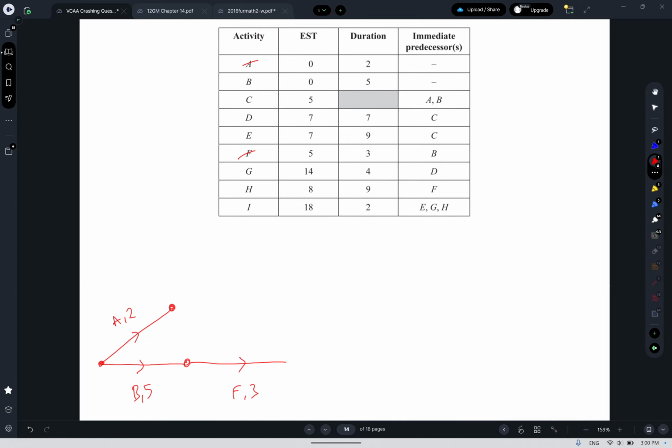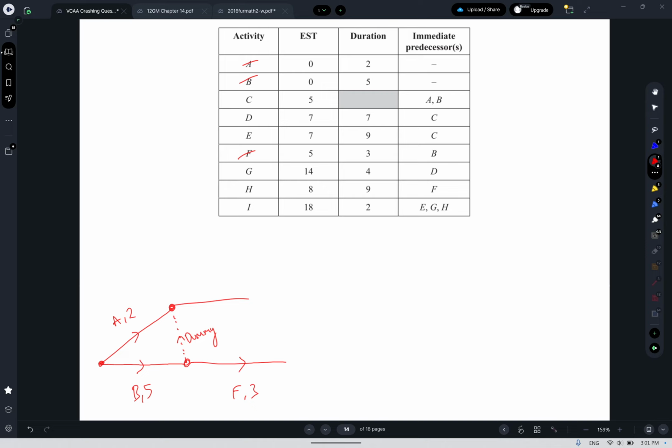So F after B, A and B, and then C after A and B together, which means the dummy has to go like that. So now the dummy is pointing up towards A, which means that anything after this point is after A and B, but F is only after B, which is what it requires. So you have to be careful with the direction of the dummy there and the placement.